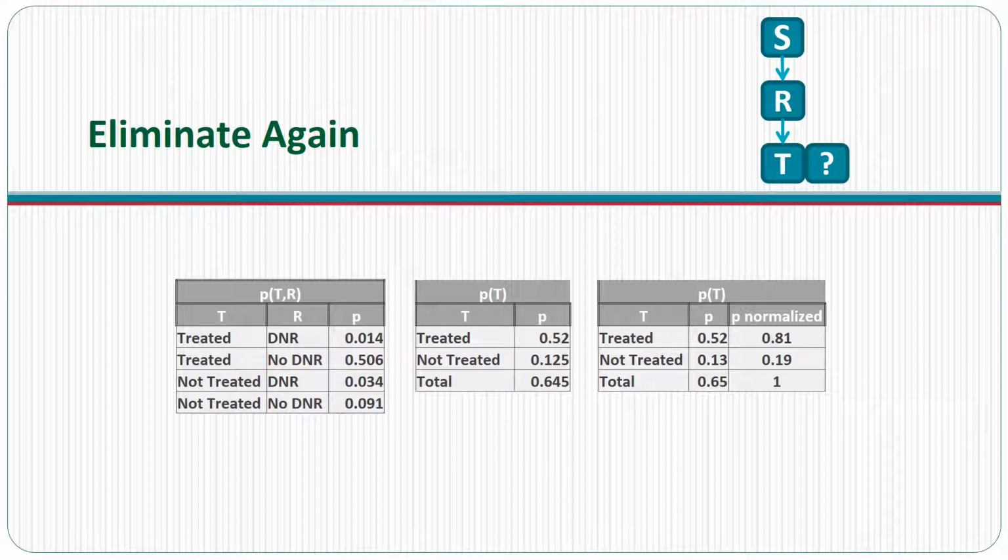Since these calculated estimates do not always add up to 1, we normalize the estimates so that they do. So in the final estimate, we have that 81% of patients received the treatment. We have been able to go through the tree and estimate the probability of treatment.